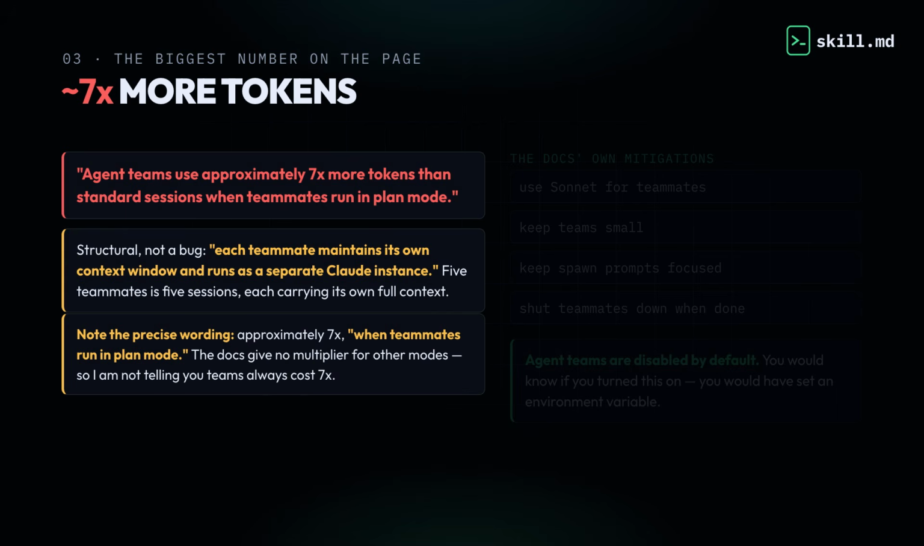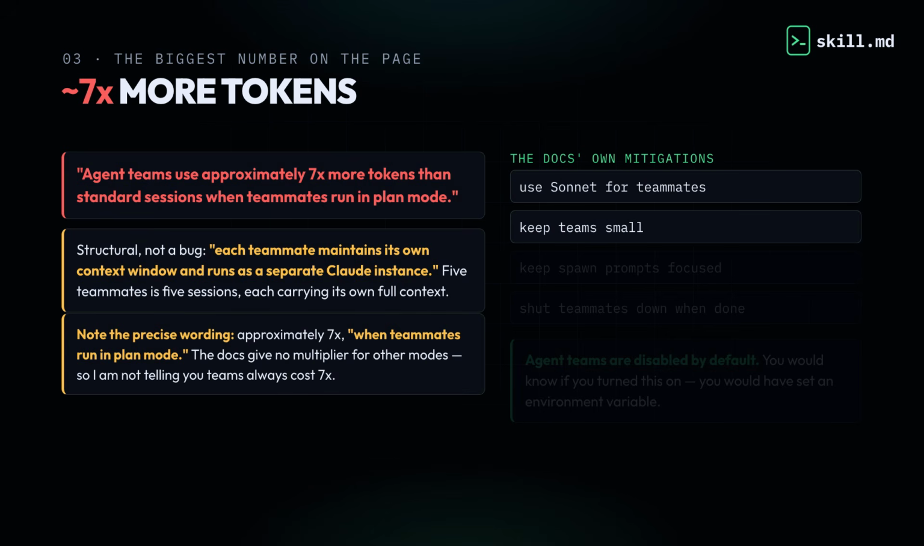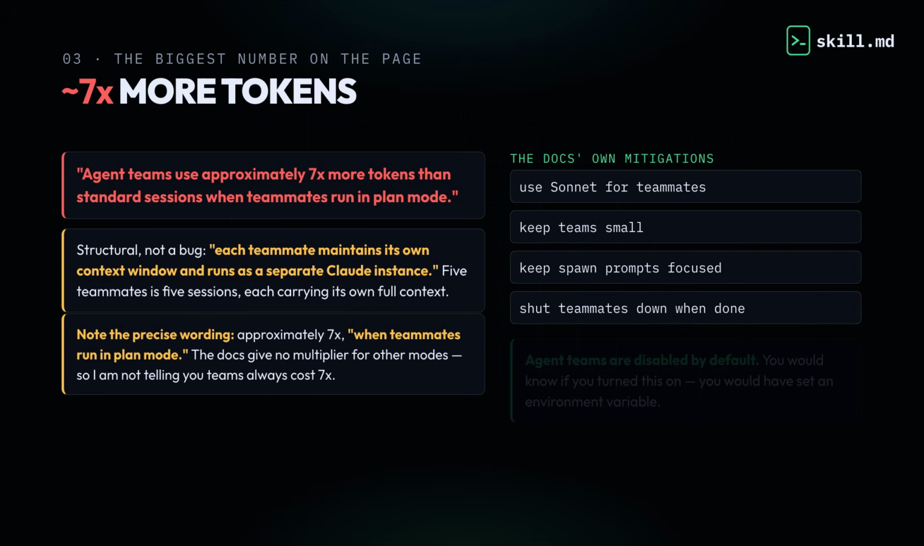The doc's own mitigations are sensible and specific. Use Sonnet for teammates. Keep teams small, because usage is roughly proportional to team size. Keep spawn prompts focused. Teammates load Claude.md, MCP servers and skills automatically, so everything you add to the prompt is on top of that. And shut teammates down when their work is done.